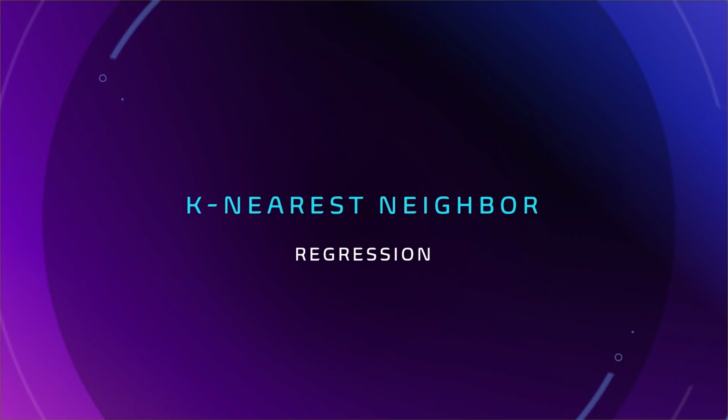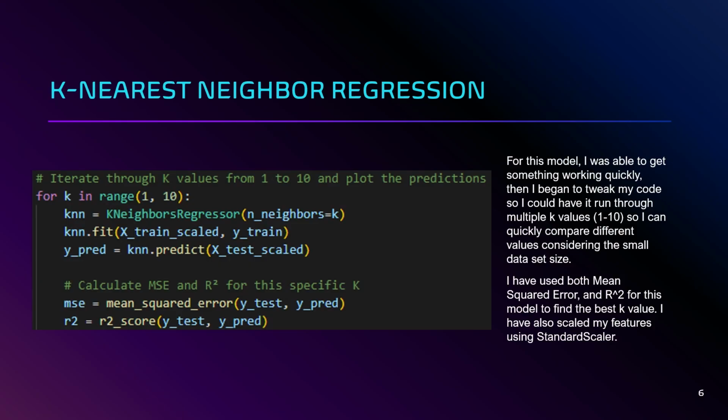Let's start with the k nearest neighbor regression model first. So for this model, I was able to get something working really quickly. Then I began to tweak it so I could have it run through multiple k values instead of having to input those manually.